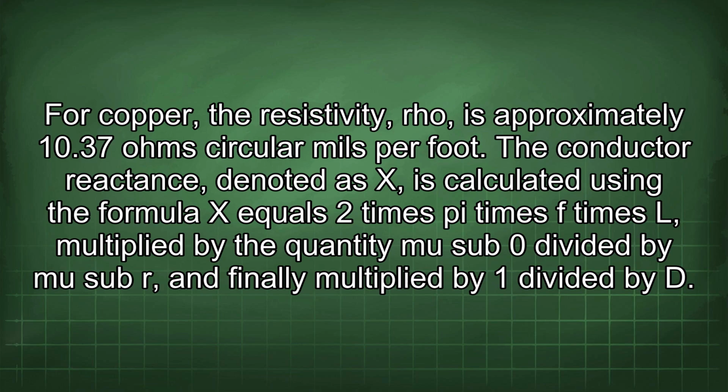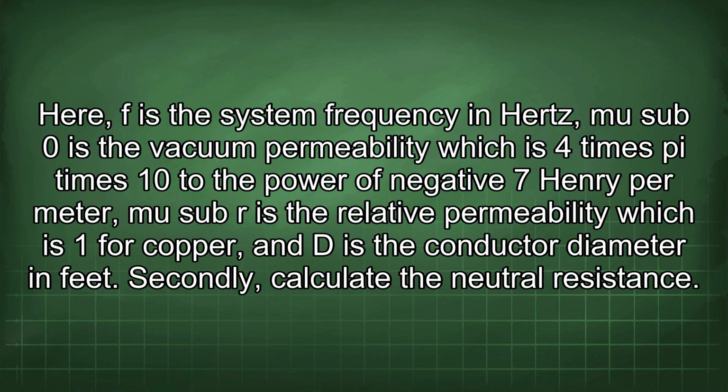The conductor reactance, denoted as X, is calculated using the formula X equals 2 times pi times F times L, multiplied by the quantity mu sub 0 divided by mu sub R, and finally multiplied by 1 divided by D. Here, F is the system frequency in Hertz, mu sub 0 is the vacuum permeability, which is 4 times pi times 10 to the power of -7 Henry per meter, mu sub R is the relative permeability, which is 1 for copper, and D is the conductor diameter in feet.